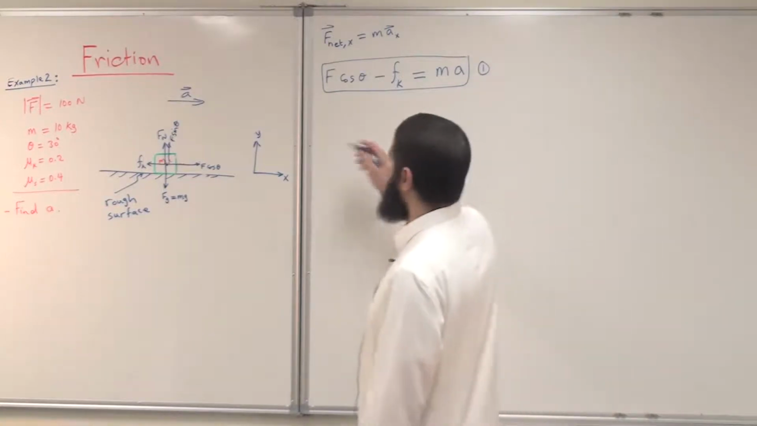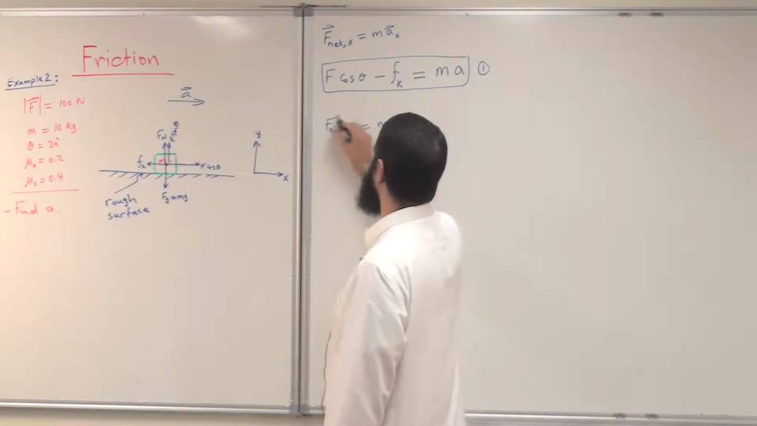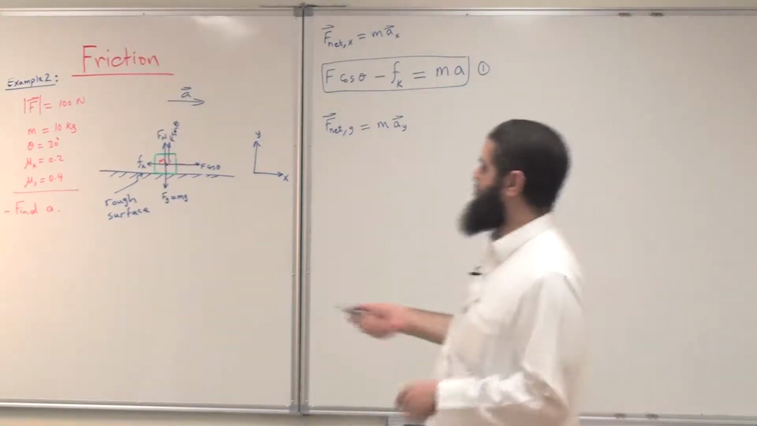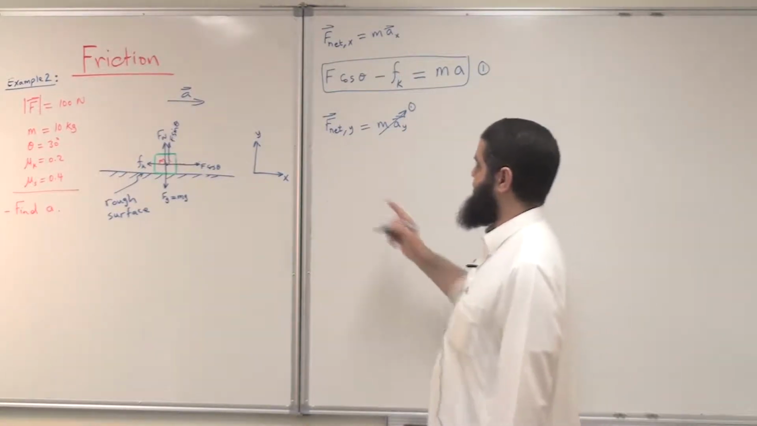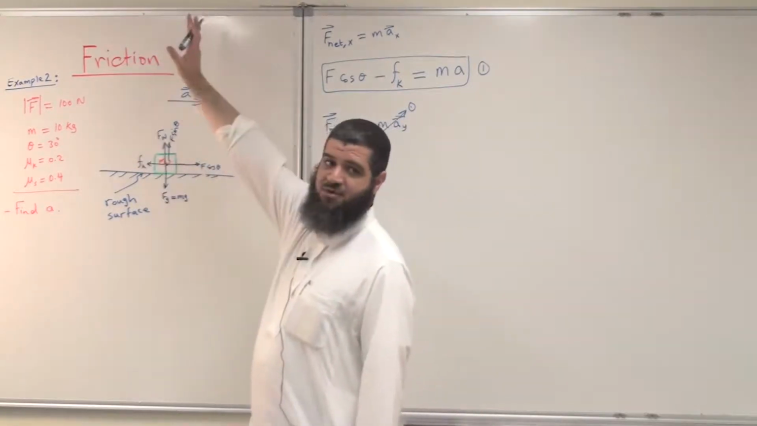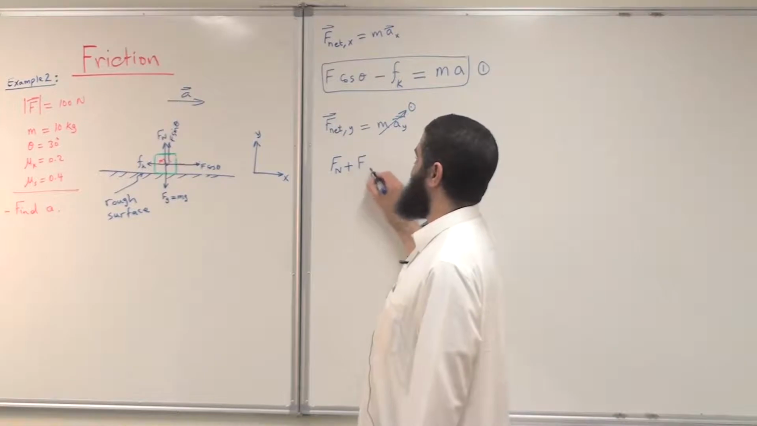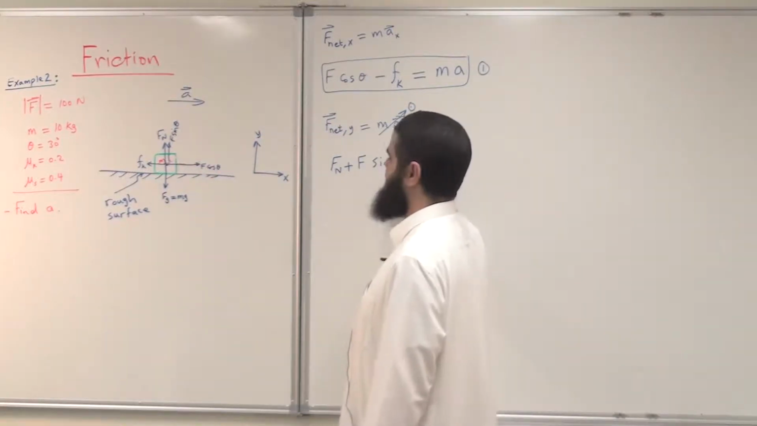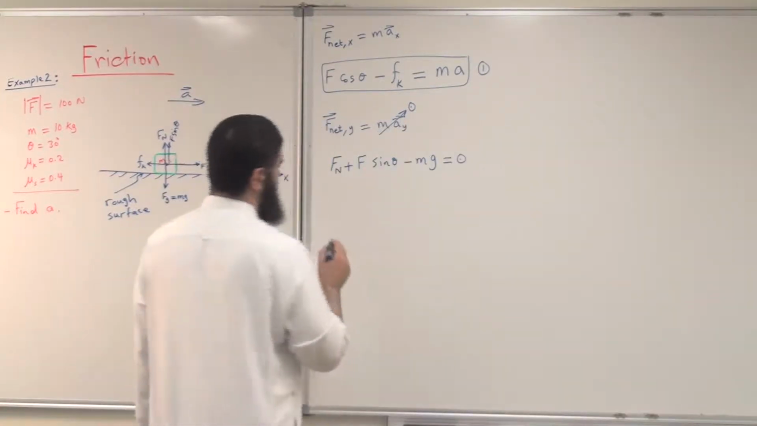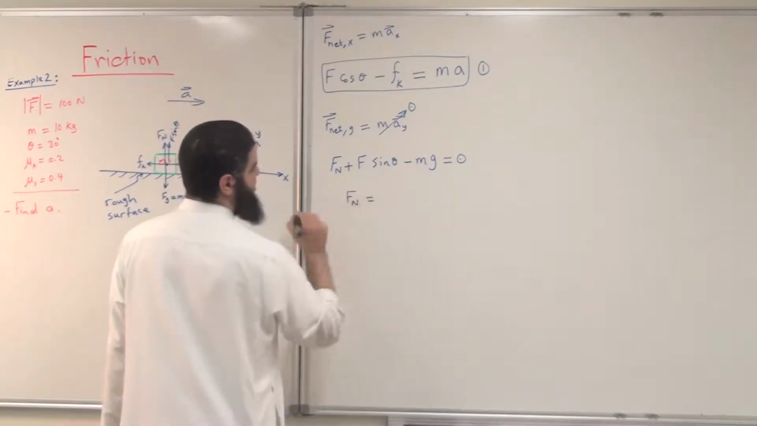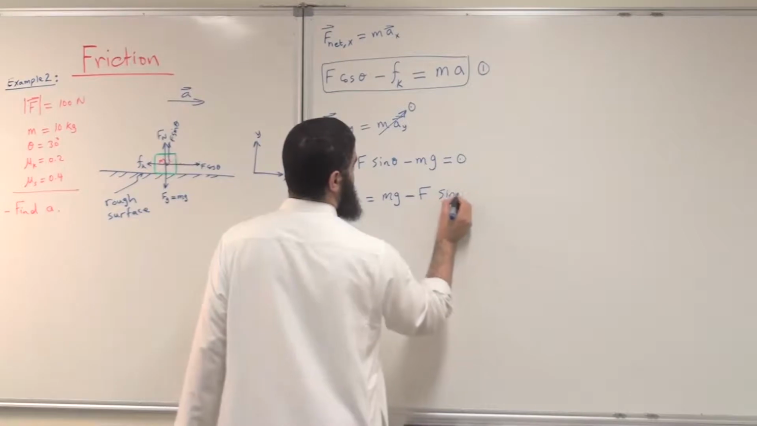Now I apply Newton's second law along the y-axis. So F net along the y-axis equals mass multiplied by ay. This is the general form of Newton's second law. Is there any motion along the y-axis? There is no motion, which means no acceleration, so this side is equal to 0. What are the forces along the y-axis? I have two forces along the positive y, and Fg is along the negative y direction. So I write Fn plus F, the applied force, multiplied by sine theta, minus mg, all equal to 0. Or I can rewrite it such that Fn equals mg minus F, the applied force, 100 Newton, multiplied by sine theta.